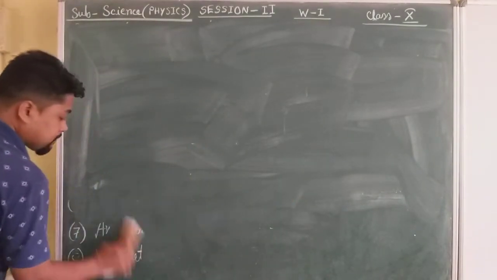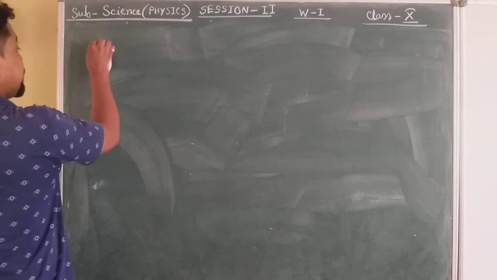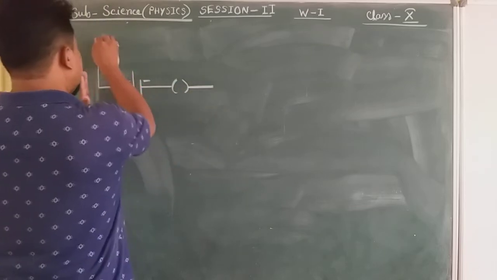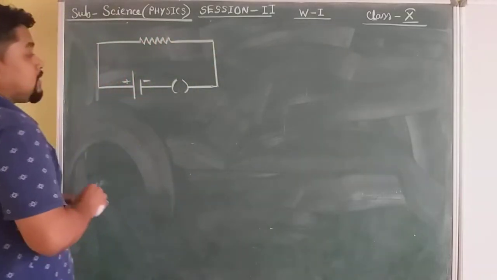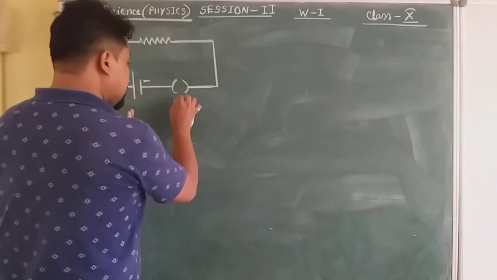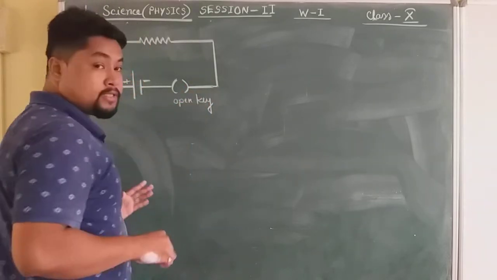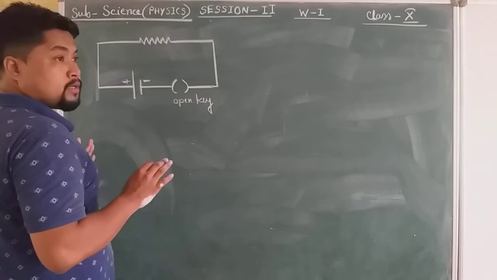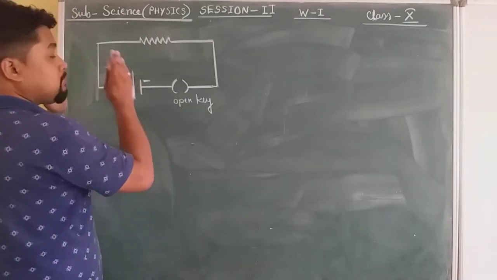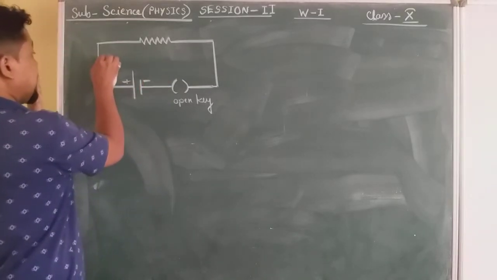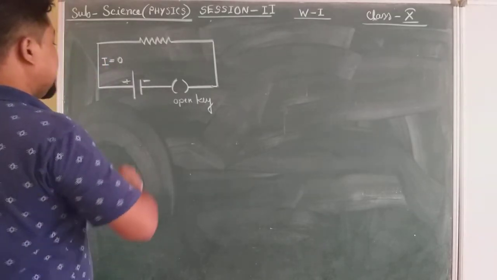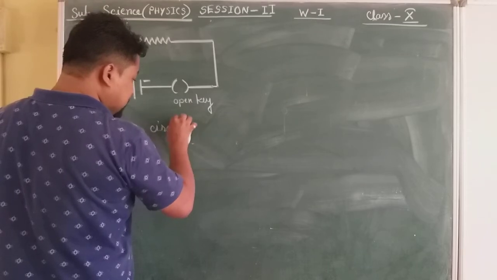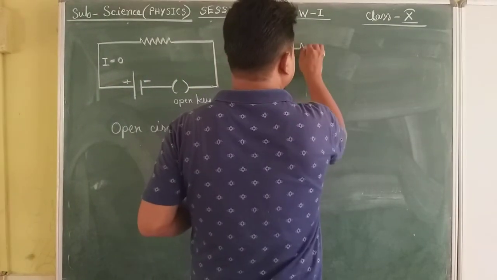Our next, if we connect a battery or a cell, a key, and some resistance, okay, like this. When the key is open, this is open key, that means the switch is off. Okay? Switch is off. Is there a current? No, there is no current passing through the circuit. Here, current I is equal to 0. Okay? Then the circuit is called open circuit, right?